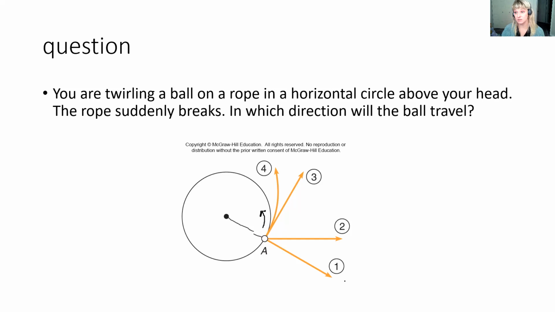After the rope breaks, which direction is the ball going to go? Is it going to fly out? Is it going to go in path 2? Is it going to go along path 3? Or is it going to go along path 4? Think about it for a second. Pause the video, choose your answer, and then we'll talk about it.